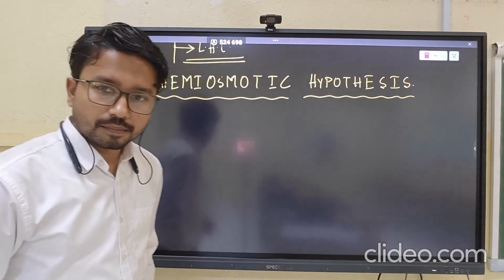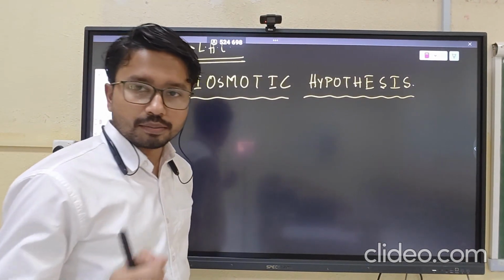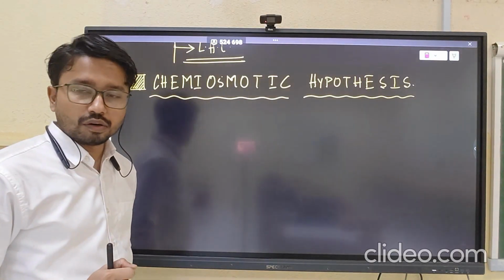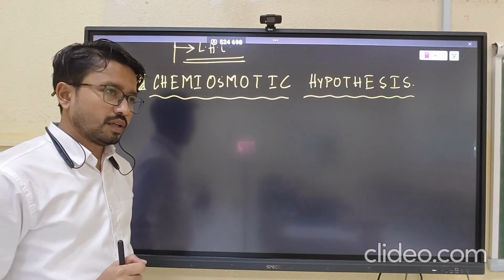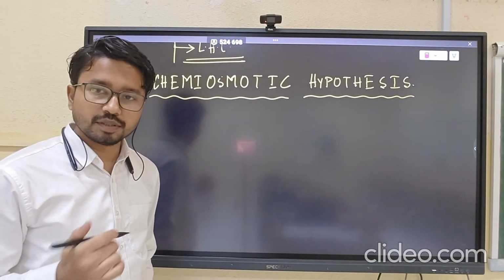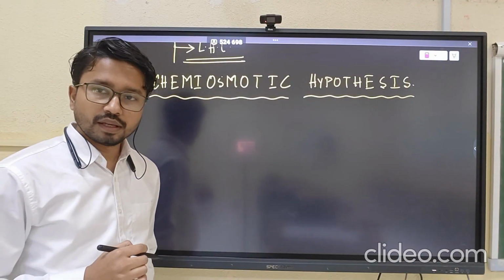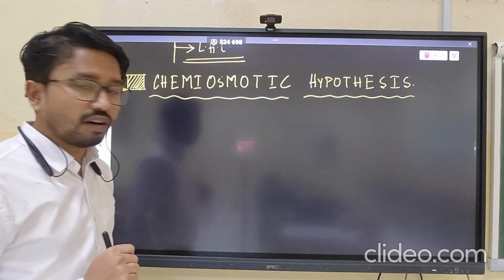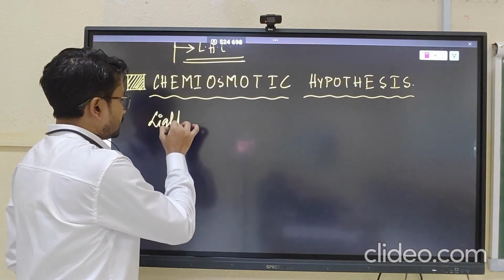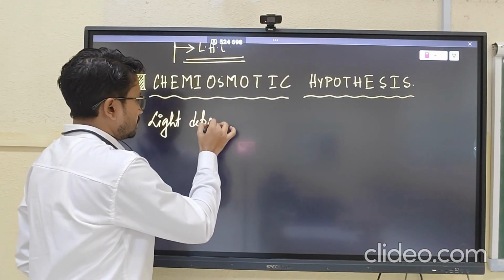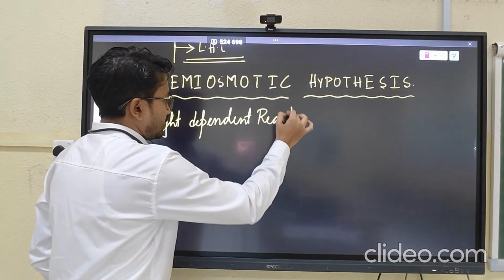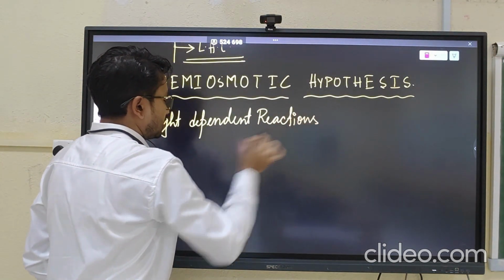Hello students. Today we are going to learn about one of the fundamental reactions of photosynthesis. Now photosynthesis, which results in the plants being able to synthesize glucose, is composed of two reactions. One is known as the light dependent reactions, the other is known as the light independent reactions.